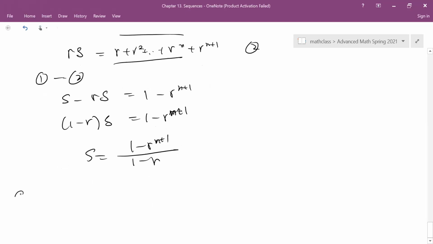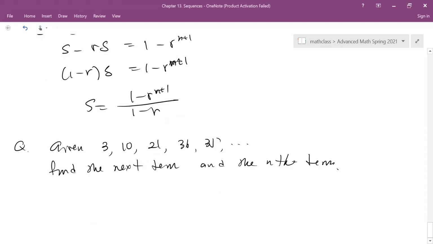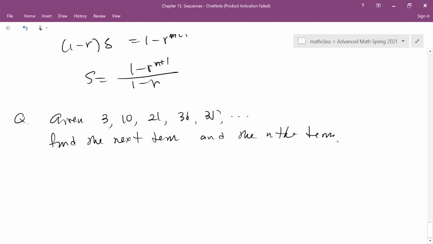All right, so let's take a look at the next problem. Given the sequence 3, 10, 21, 36, 55. I want to find the next term, if possible, and the nth term. Okay, so this is not an arithmetic sequence, not a geometric sequence, but a natural way to do it is to take a difference.